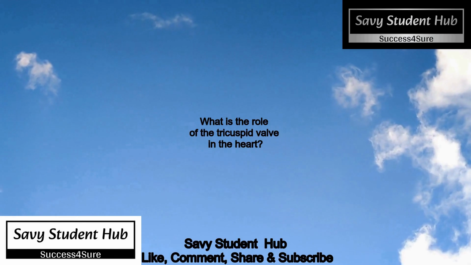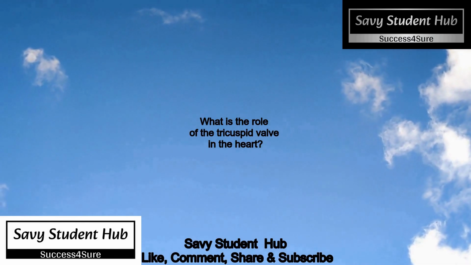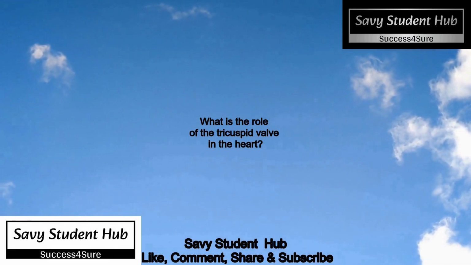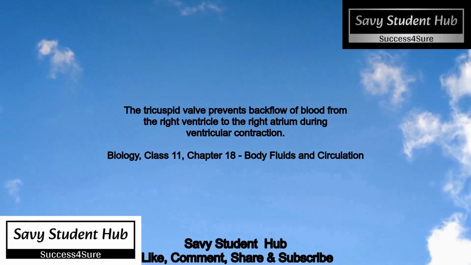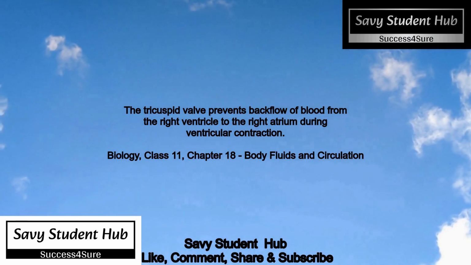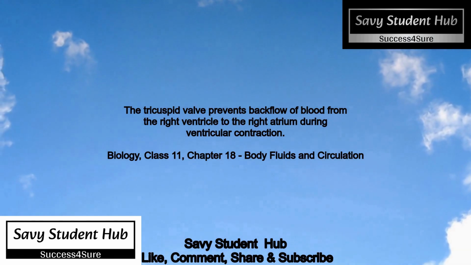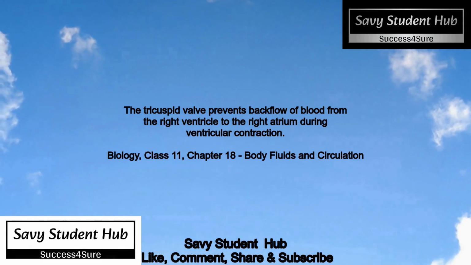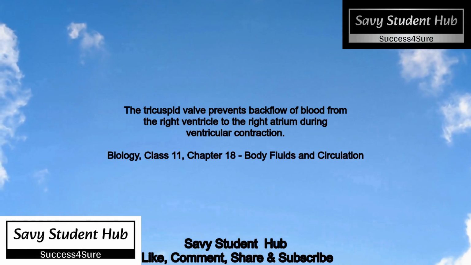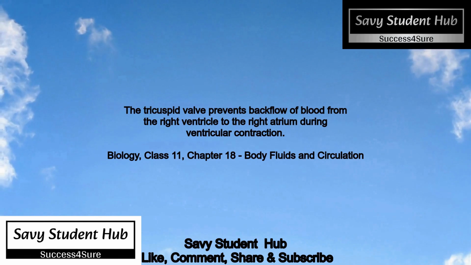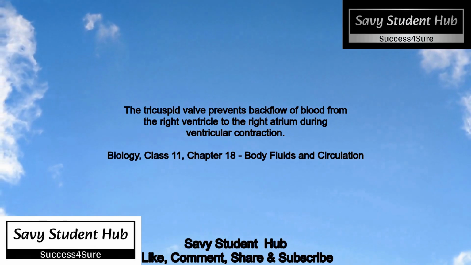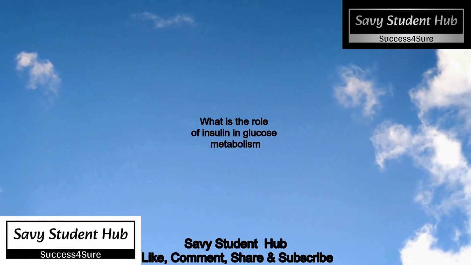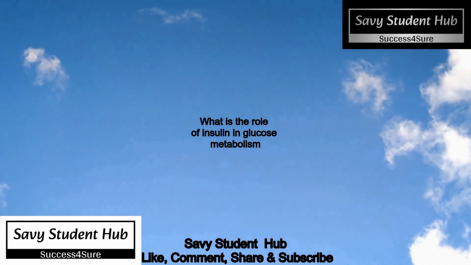What is the role of the tricuspid valve in the heart? The tricuspid valve prevents backflow of blood from the right ventricle to the right atrium during ventricular contraction.